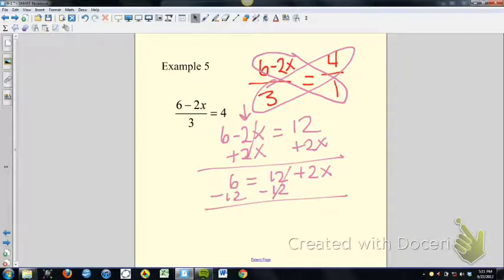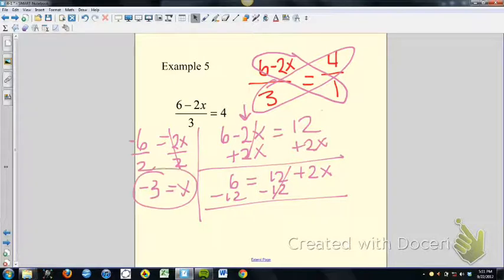You'd have 2x on this side is equal to 6 minus 12, which is -6. Then divide by 2, x is equal to -3. Okay. You could have also alternately, instead of doing it this way, you could have used keep change here.